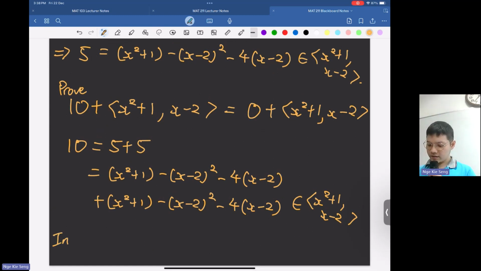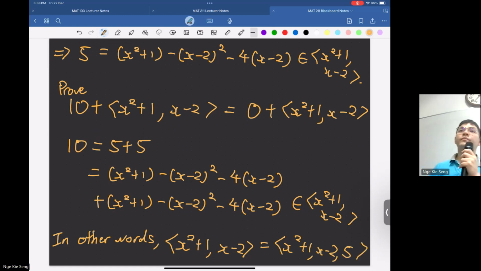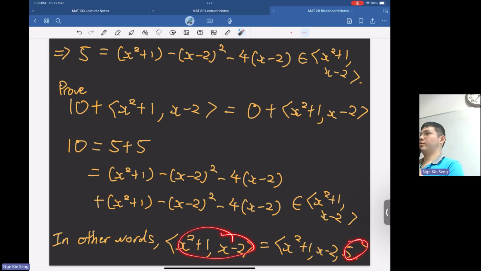In other words, the ideal generated by x squared plus 1, x minus 2 is the same as the ideal generated by x squared plus 1, x minus 2, and 5. Okay, because I can create 5 using these two. Is it correct or not? I can create 5 using these two numbers. Yeah, I think that's right.